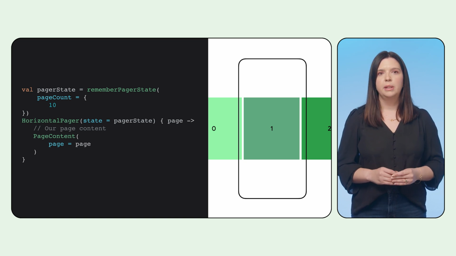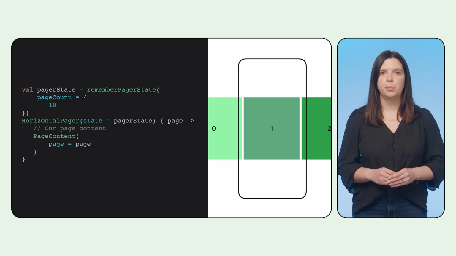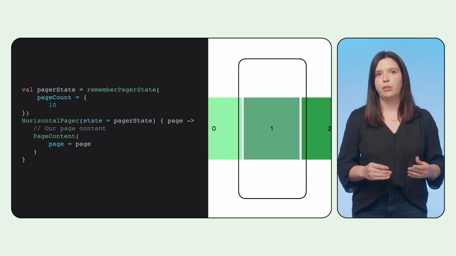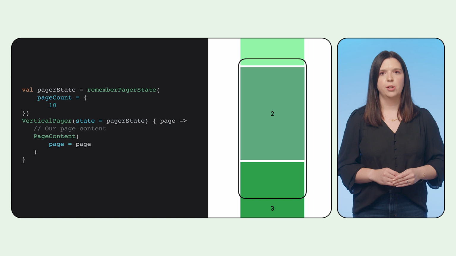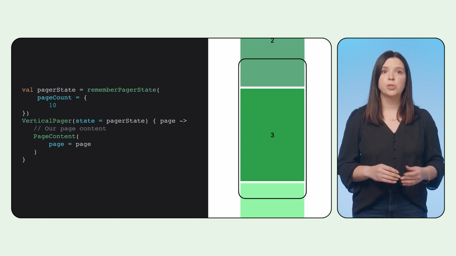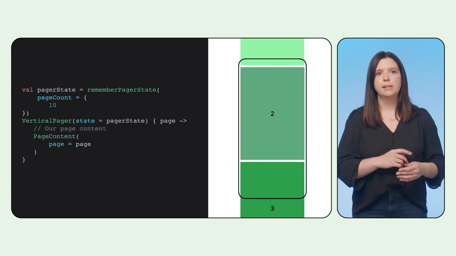The Pager composable then provides you the page number that can be used inside the page content. In this example, it is used to add a page content composable to each page with the number and a green background color. Vertical pages are just the same as horizontal ones. However, the content will scroll up and down instead of left and right.